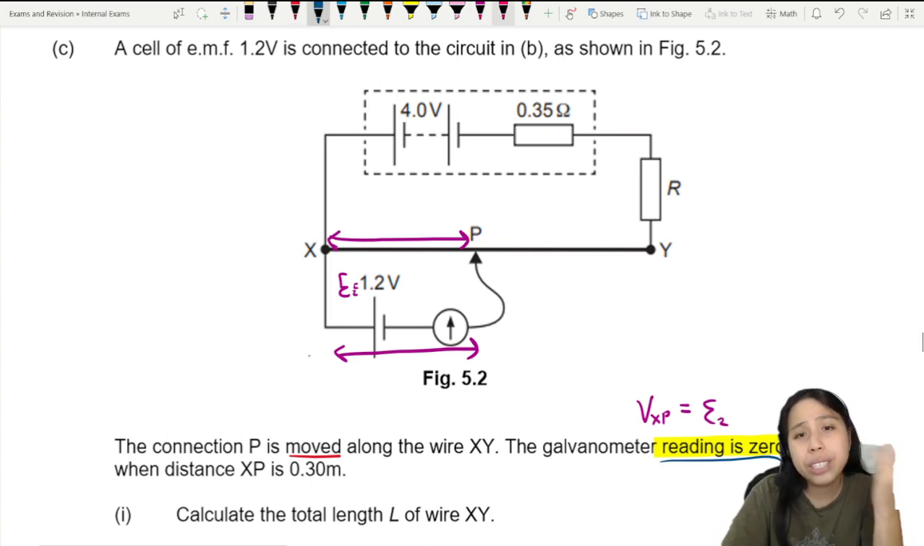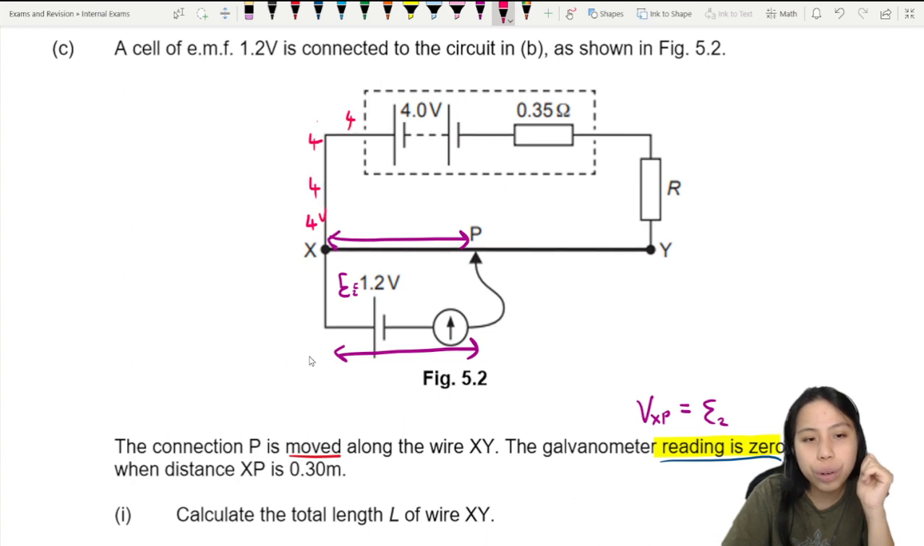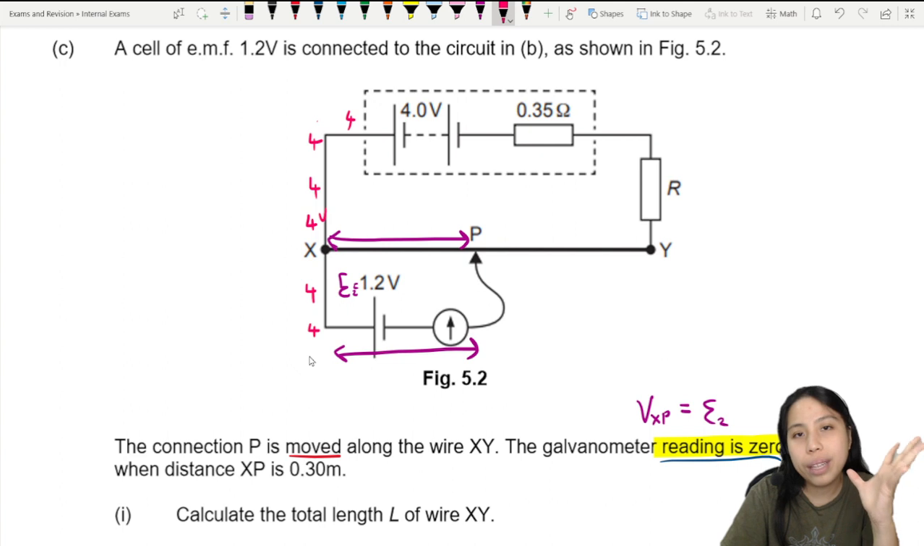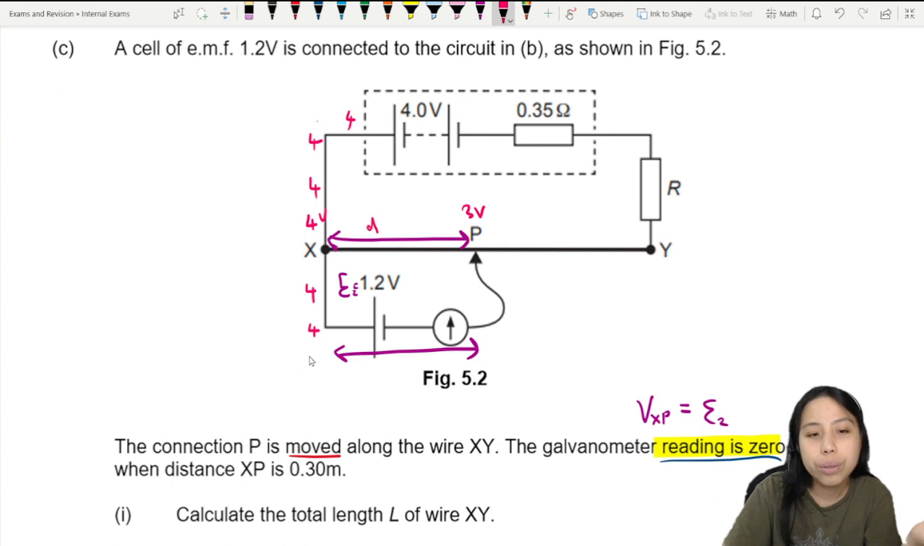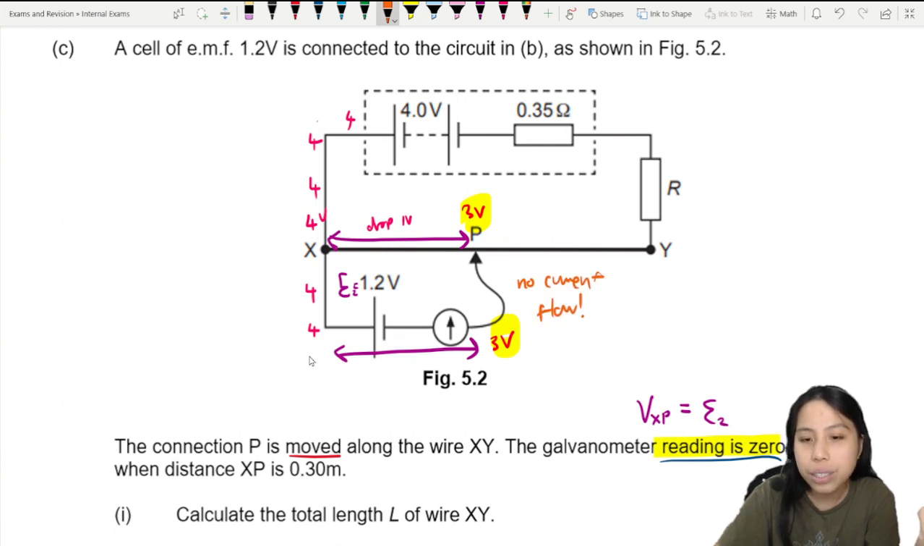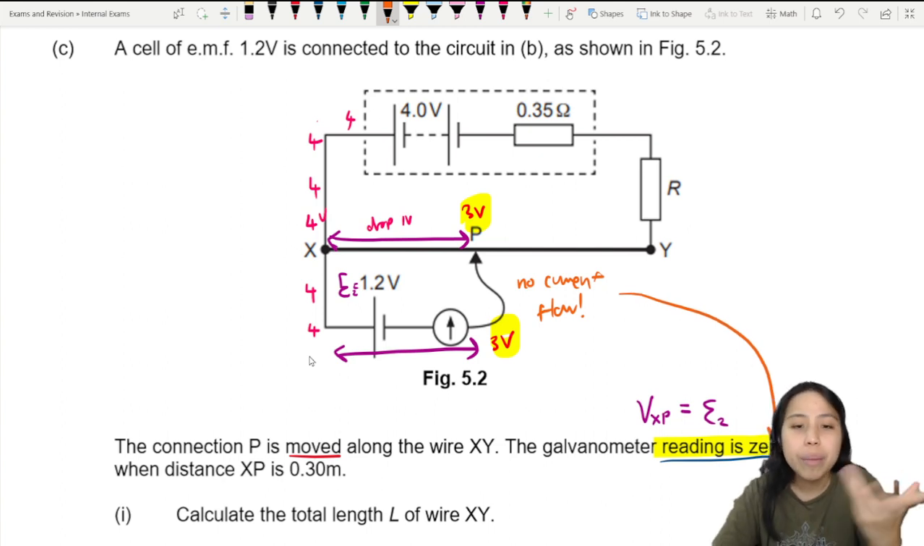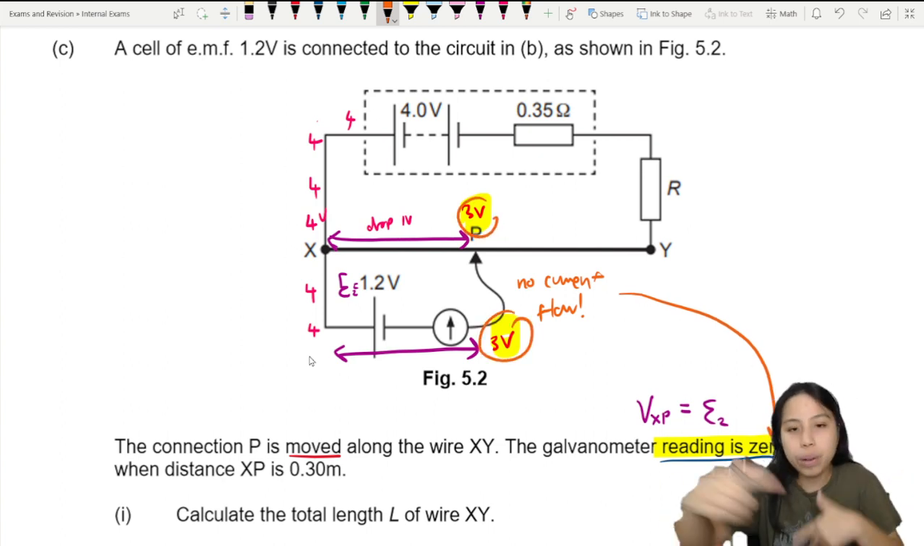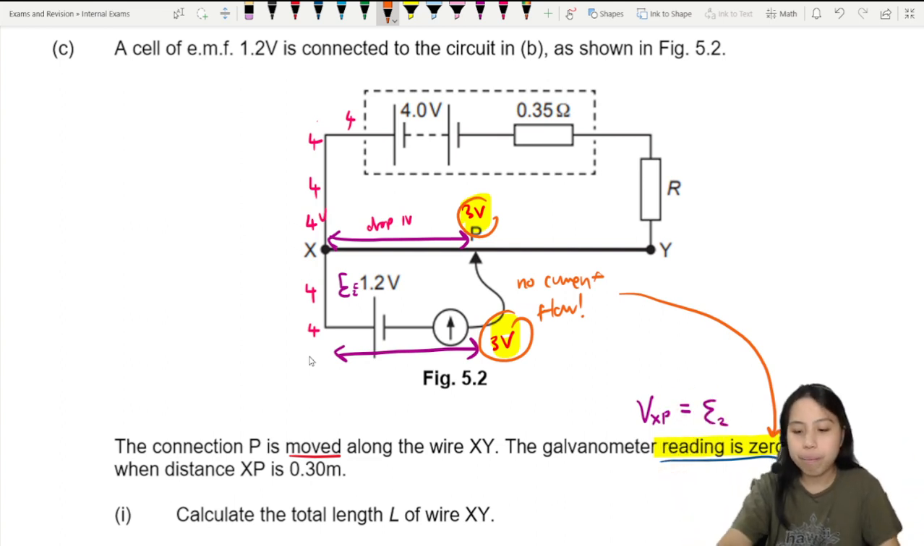Right? So let's say potential is coming at, let's just pick a number. That's internal resistance, right? Let's say it's 4 volts. 4 volts here, no drops yet. But when you go across the P, maybe you drop to, let's say, 3 volts. You drop by 1 volt. And down there, you also drop to 3 volts. So if the potential here and here is the same, then there is no current flow. That's why the galvanometer reading is 0. Because if it's the same potential, there is no current flowing across. Nothing is higher, nothing is lower, it's just the same.